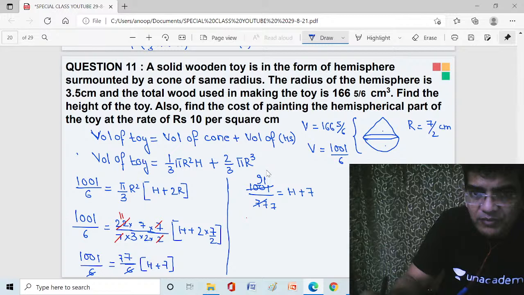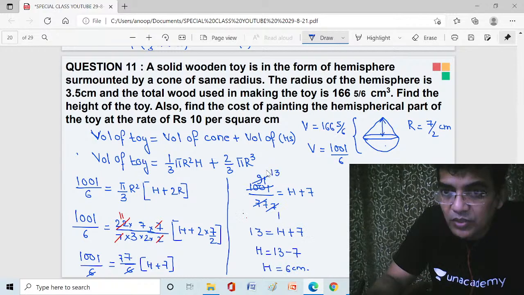Now this height h is for the conical portion. So we have got the height of conical portion. Remember, this h is representing the height of conical portion. But what the question says, find the height of the toy. You have to find this total height.